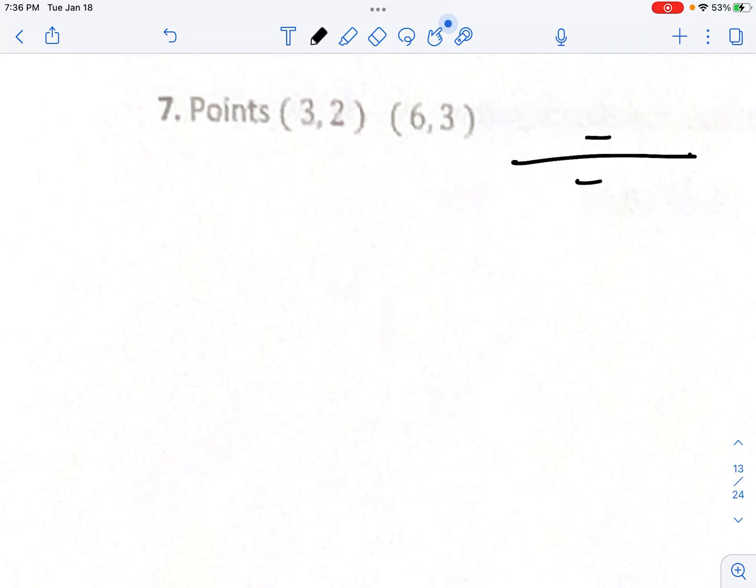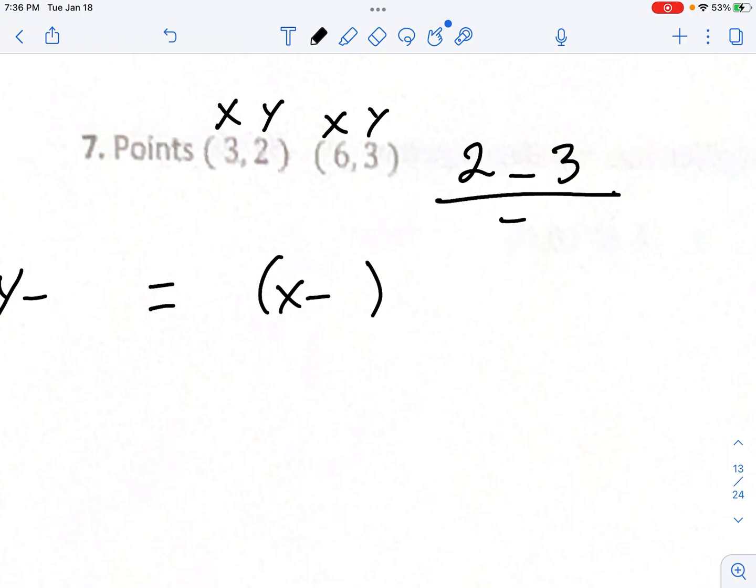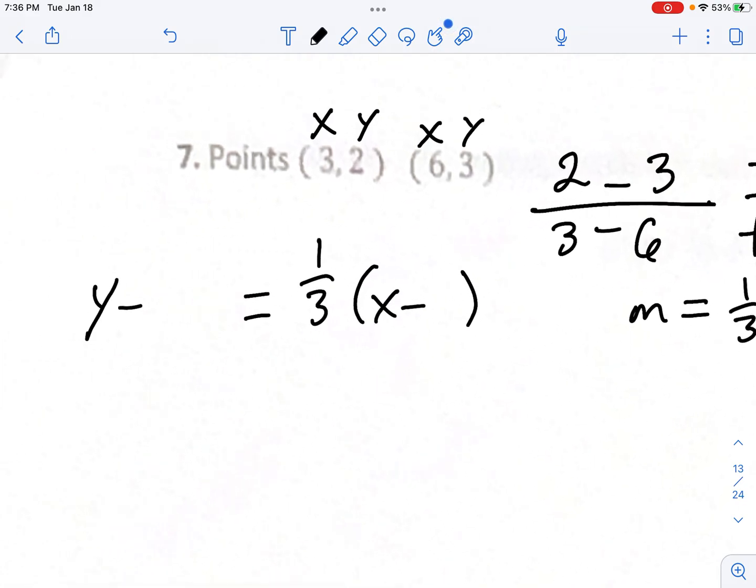So number 7, you've got 2 points, so you need 2 things. You need the slope setup and the point slope setup. Remember, slope is y over x, so y's on top, exactly where they're at, 2 and 3. X is on bottom, exactly where they're at, 3 and 6. 2 minus 3 is -1. 3 minus 6 is -3. Negative over negative is a positive, so your slope is 1/3. That goes in the middle.